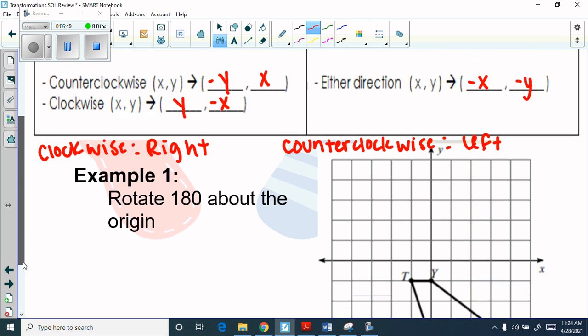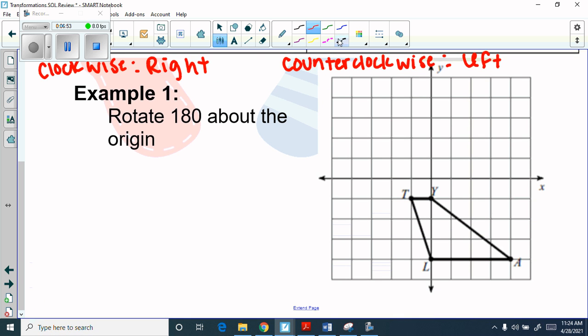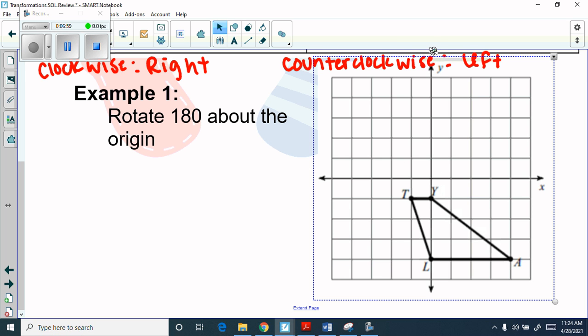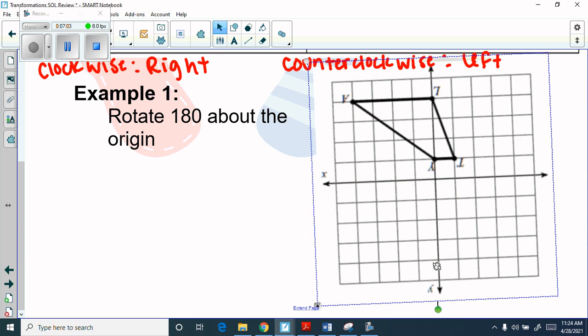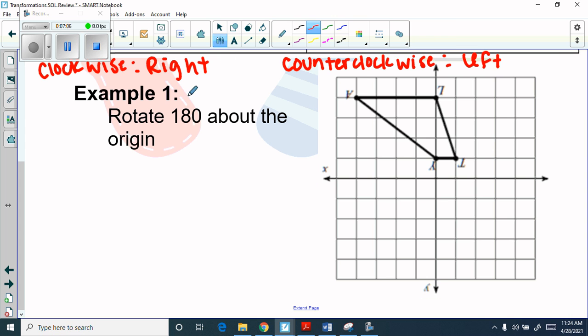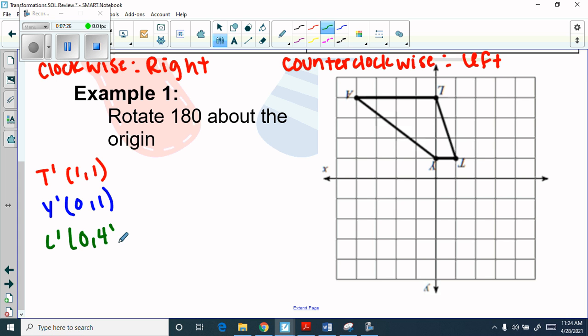Now, I have trouble remembering those, so what I do is turn my paper when they ask me to rotate it. So we're rotating 180 degrees about the origin. I'm going to turn my paper 90, 180, and then I'm going to write down the points on the side of my paper. So T prime is at 1, 1. Y prime is at 0, 1. L prime is at 0, 4. And A prime is at negative 4, positive 4.